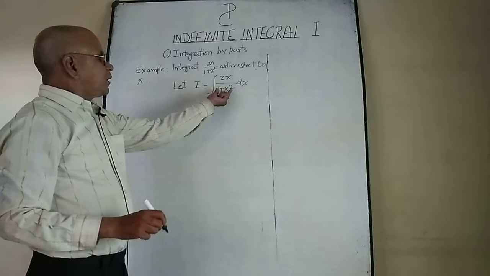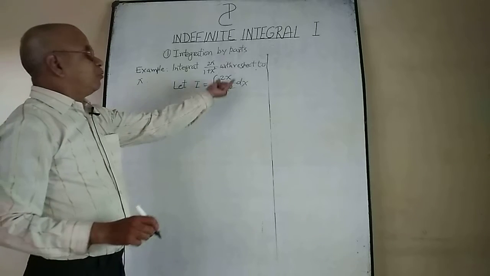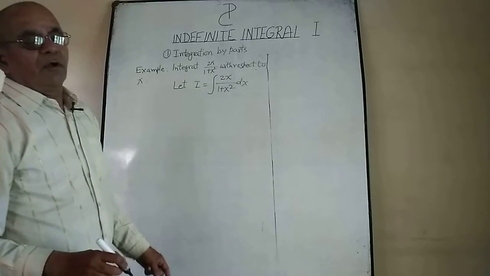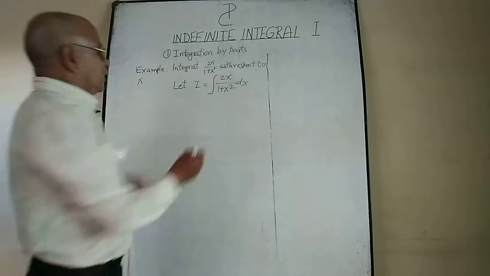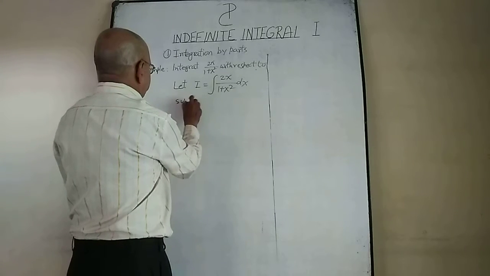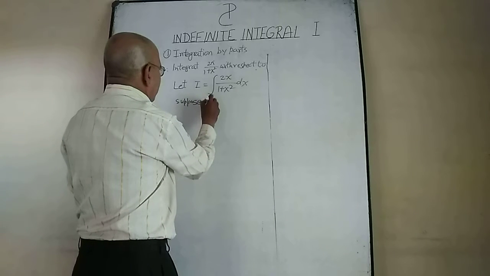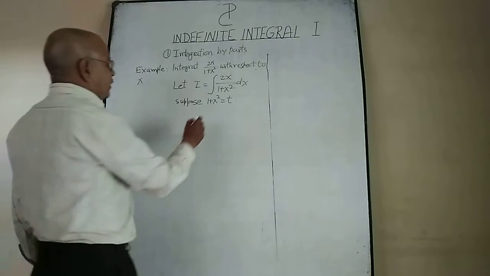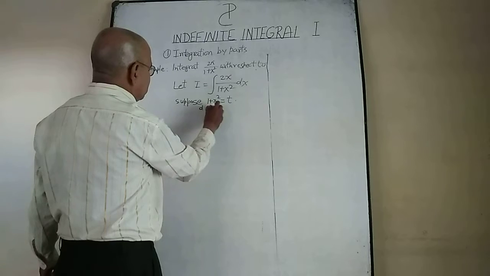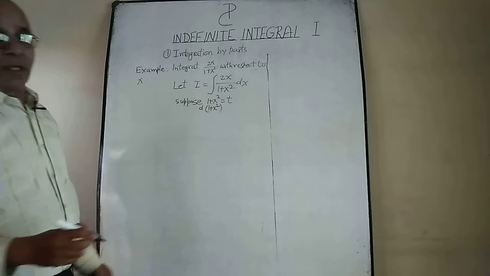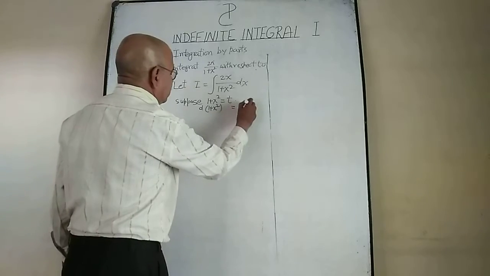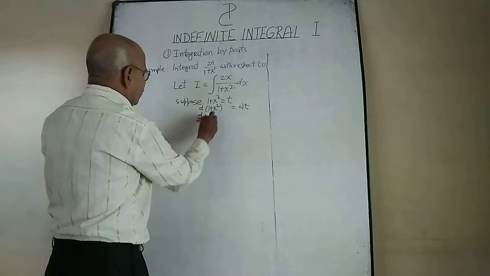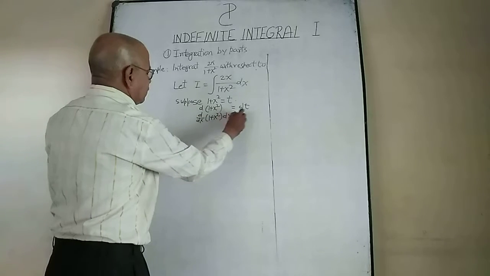We try to take the substitution in such a way that the numerator value is the same, or we can use a proper formula for the integration. Here, suppose 1 plus x square is equal to t. Taking 1 plus x square equal to t, and differentiating both sides, d by dx of 1 plus x square dx is equal to dt.